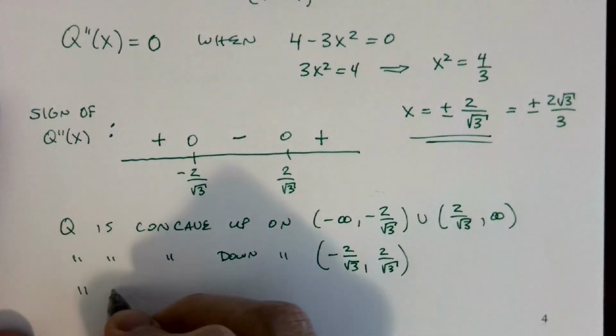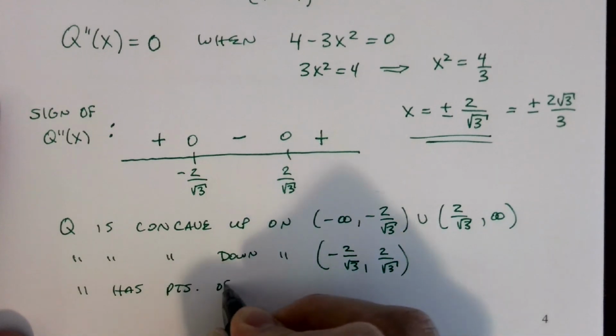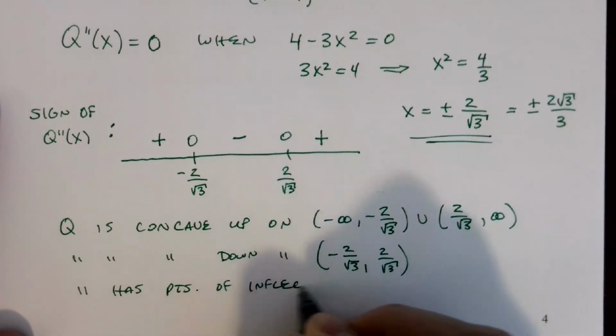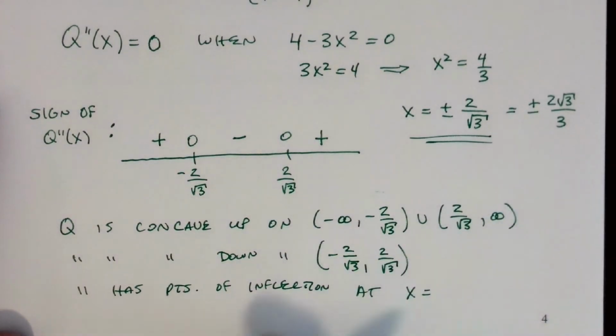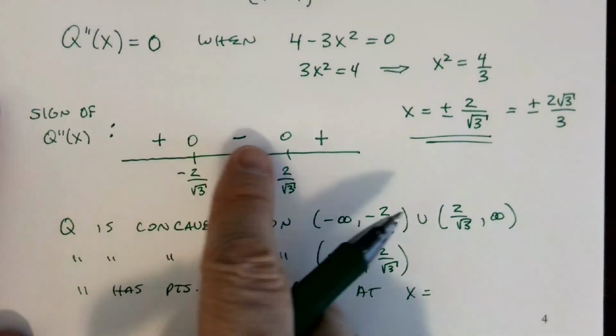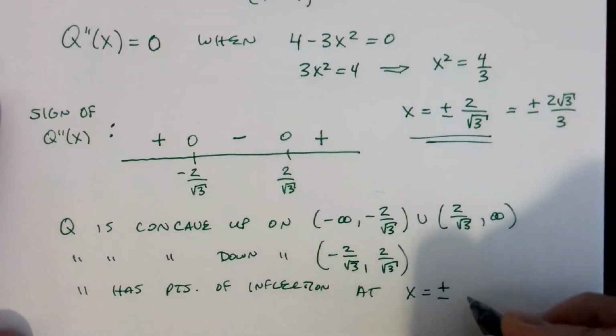And then Q has points of inflection at x equal what? Well, we change sign in the second derivative, right? All right, they're at plus or minus 2 over square root of 3.